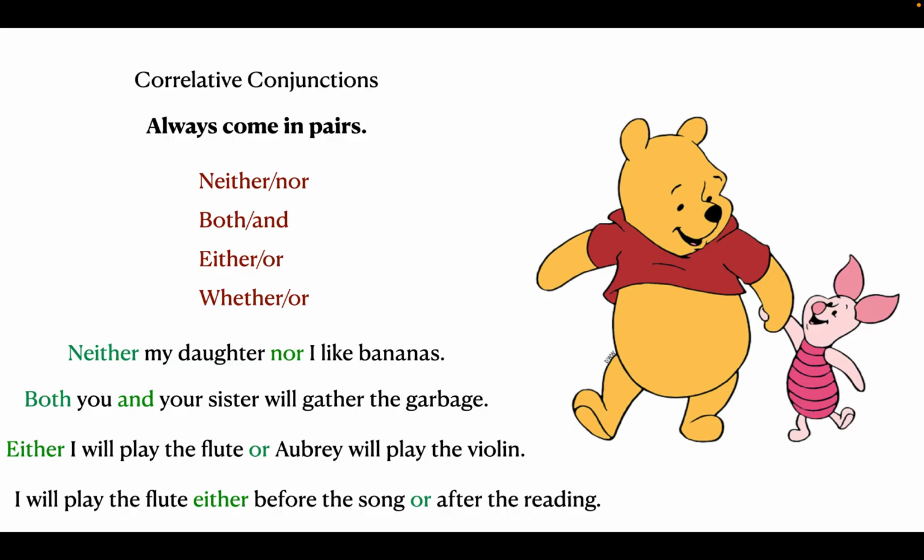So what do you notice about correlative conjunctions if you compare them to coordinating conjunctions? Coordinating conjunctions are our FANBOYS. That's right. In the list that we have, all of our correlative conjunctions also include a coordinating conjunction: nor, and, or.